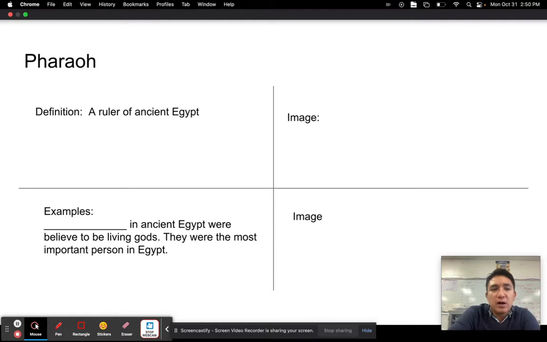For this first one, our vocabulary word is Pharaoh. And the definition of a Pharaoh is a ruler of ancient Egypt. Now, one of the cool things about pharaohs is that, especially back then, both female and male could ascend the throne. They could become king or queen of ancient Egypt.